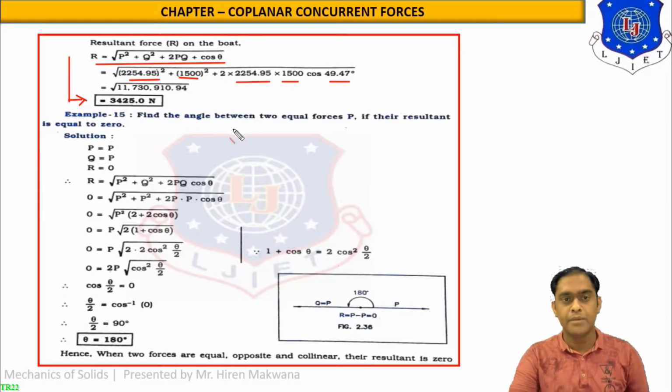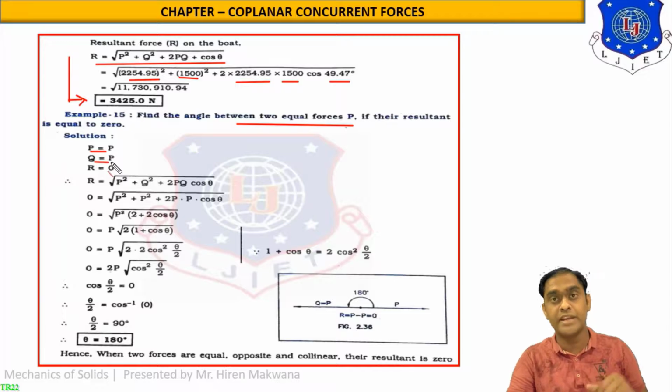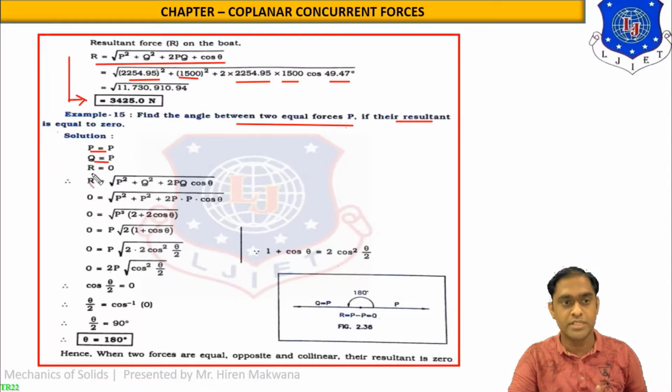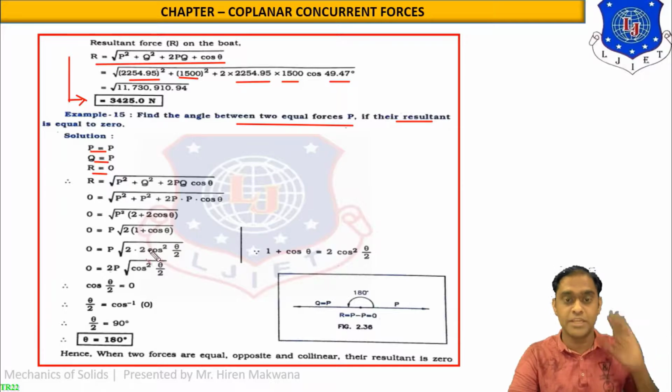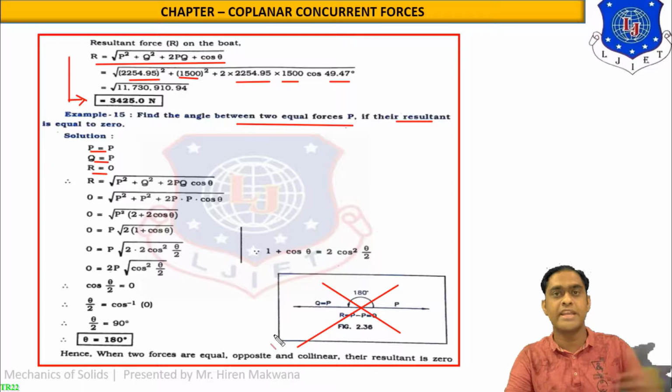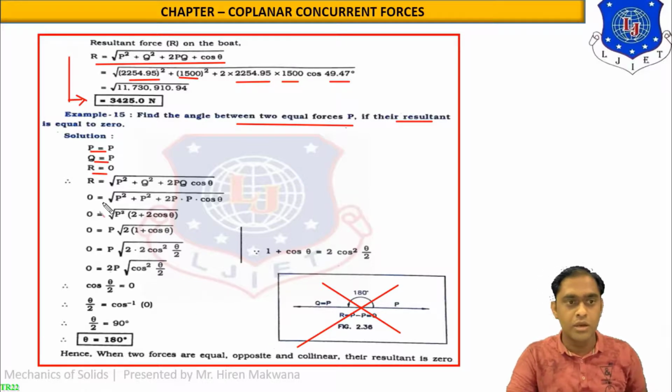Find the angle between two equal forces P. Now the two equal forces means P equal to P and Q is also equal to P. Both the forces are equal, and we have to find theta, the angle between these two forces, if the resultant is equal to 0. So resultant is given to you, which is 0. If you don't watch the figure also, then also the sum is very easy. Just replace the formula.